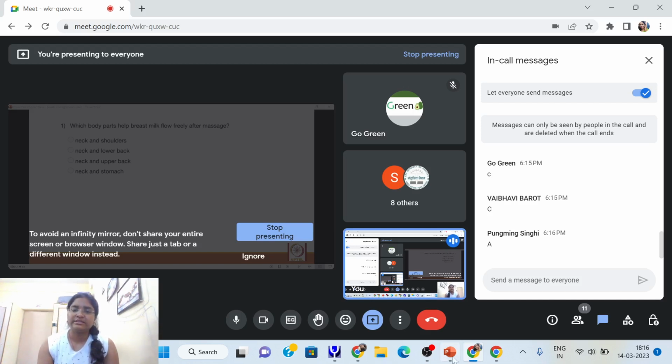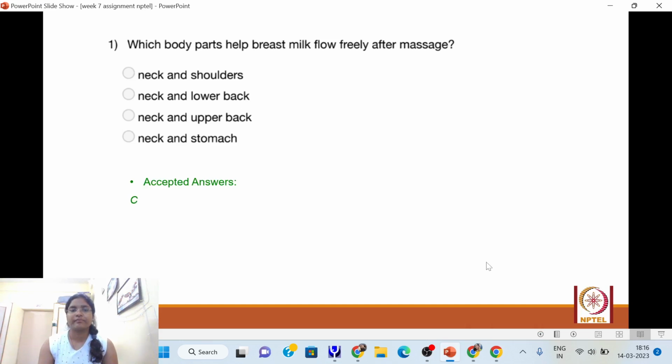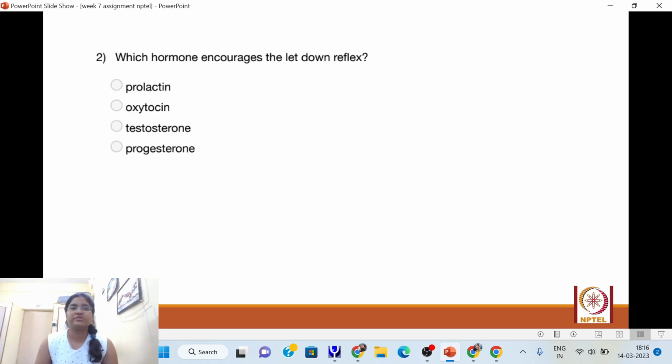Okay, let's see what is the correct answer to this question. The correct answer is C. I think maximum people have given the correct answer. If you give a massage on the neck and upper back of the mother, it will help in the flow of the breast milk. It will make it easier and free, right? Okay, we move to the next question.